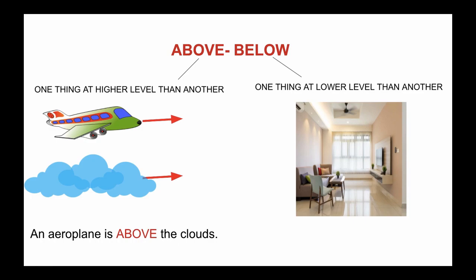Below. Below means one thing at a lower level than another. Here we can see the level of the fan and the level of the chair. Which is on a higher level? The fan. The level of the chair is lower than the level of the fan. So we can say the chairs are below the fan.